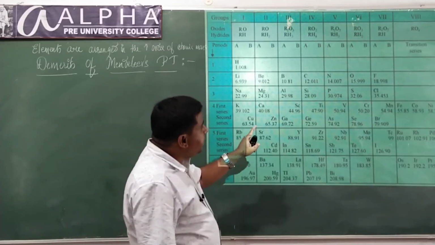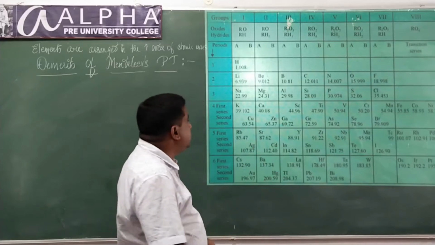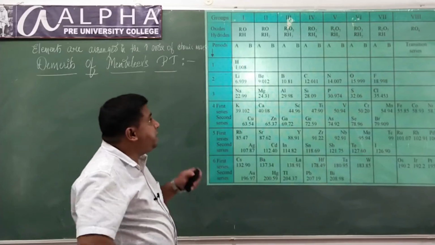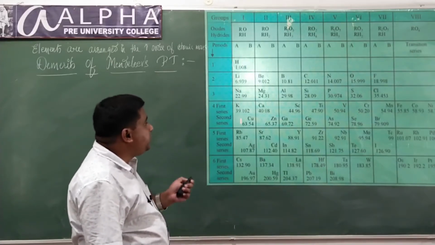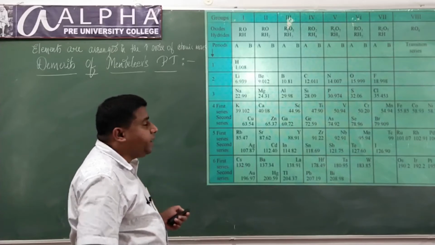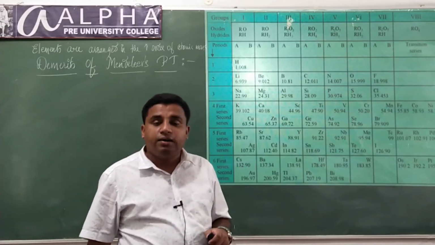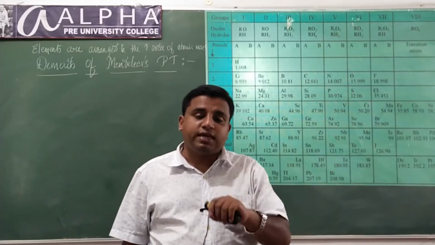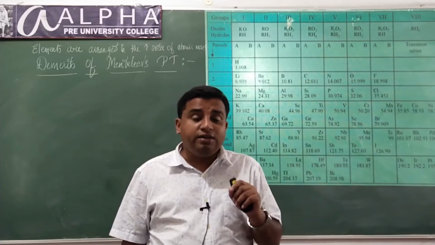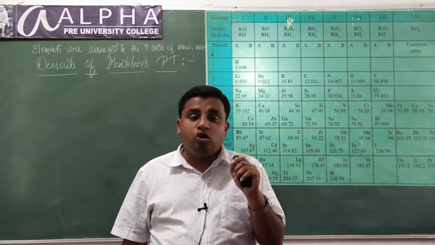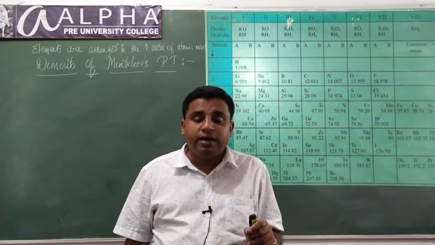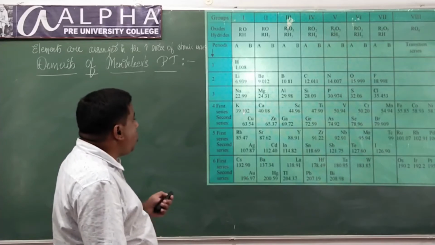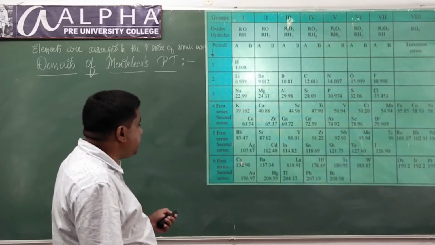See, when the elements are arranged in the increasing order of atomic mass, look at hydrogen. Hydrogen belongs to group 1 in Mendeleev's periodic table. But Mendeleev tells us that elements belonging to the same group will have the same physical properties as well as chemical properties. That means if hydrogen is placed in group 1, then all these metals should have the same physical properties and the same chemical properties.